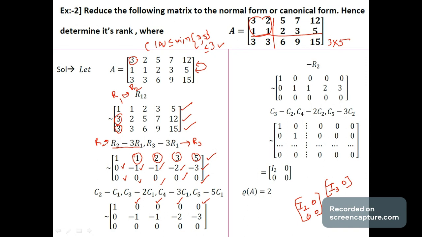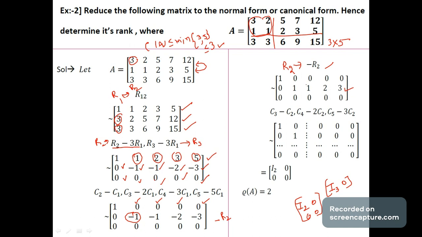So the remaining elements are not affected. Next we make this element plus 1. So we apply R2 tends to minus R2. So the first row and third row are not affected. In the second row, all the minus numbers are converted into positives. So 1, 1, 2, 3.